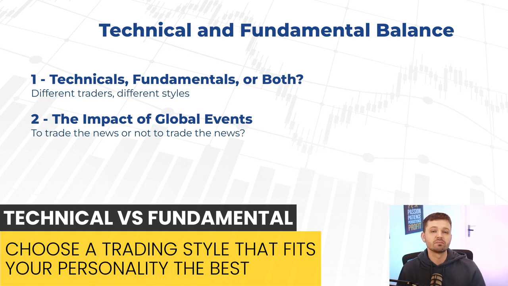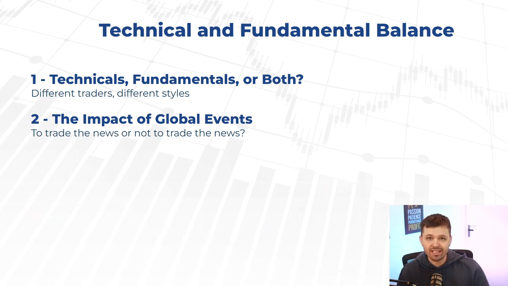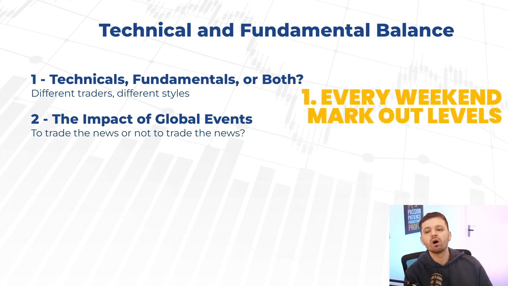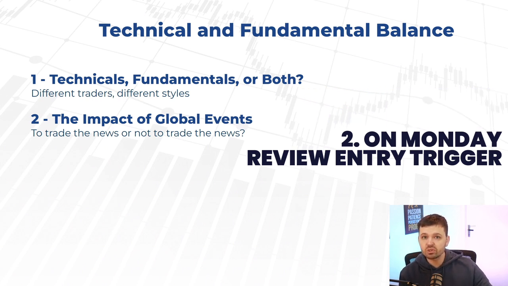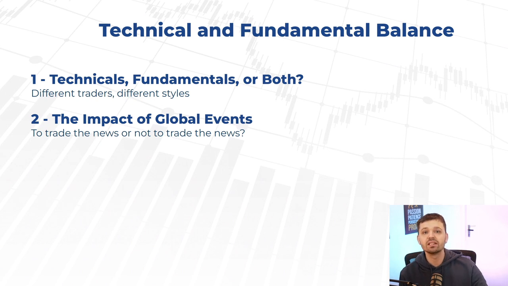Now, I can talk about my own swing trading as an example. While I don't trade based on news or based on fundamentals, I do always take into account any upcoming major news event, but I am mainly a technical trader. So let me give you an example. I mark out the levels on the charts every weekend, and then on Monday I might see one of those levels getting hit and I have an entry trigger. Before entering that trade, I make sure that there are no major news events around the time of entry, because I know that during these major news events there is usually heavy volatility and there's going to be price action a lot of times in either direction.